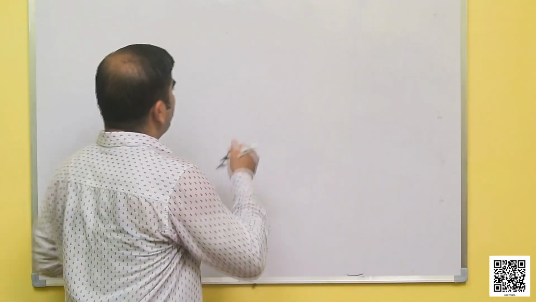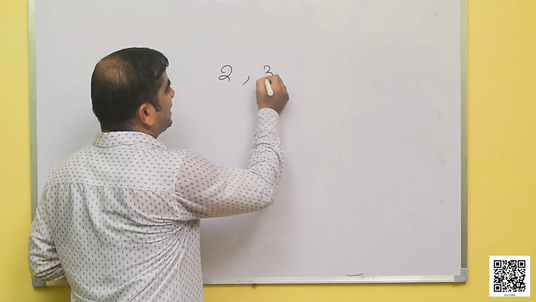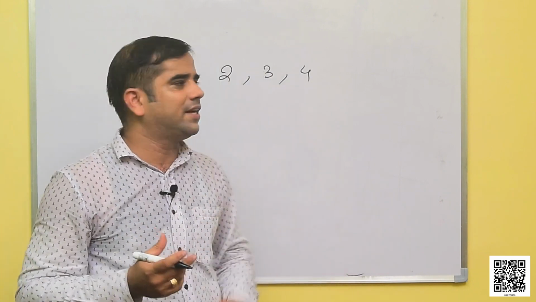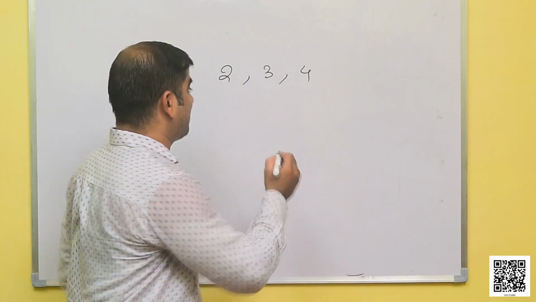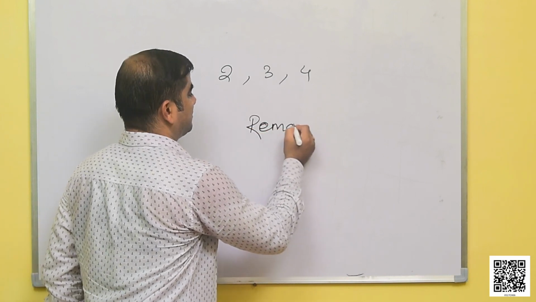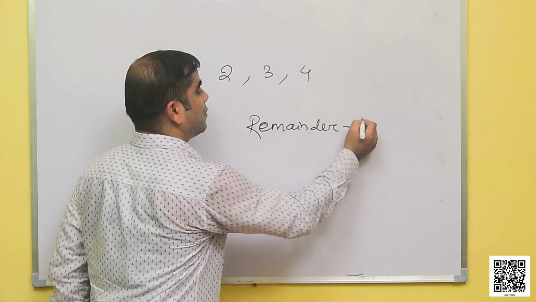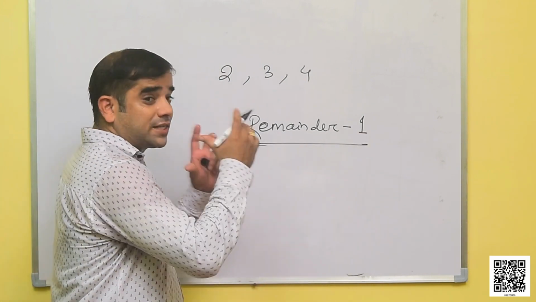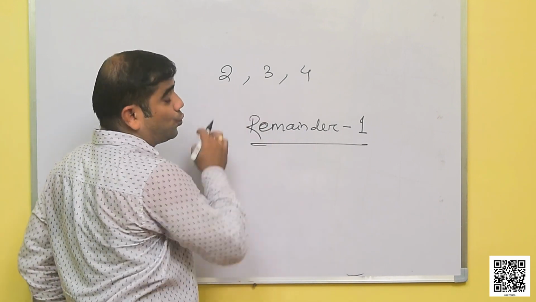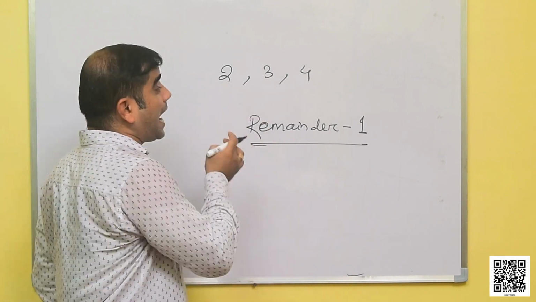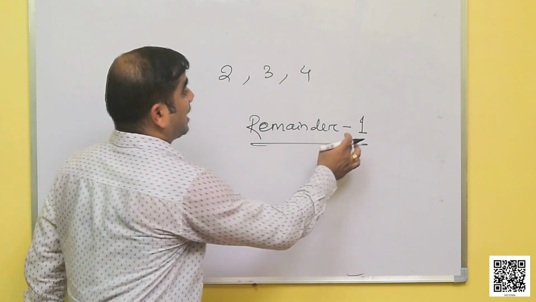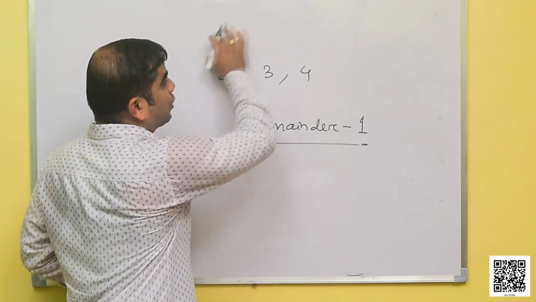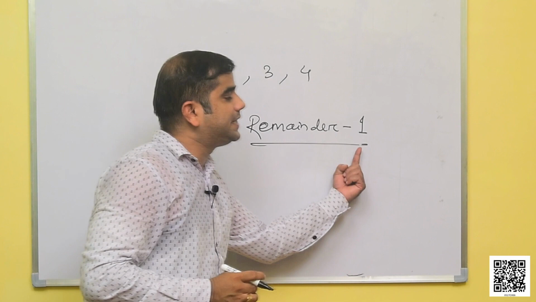Because if I make groups of, suppose, 2, 3, 4 and I say that one seed is still left, that means in the division system the remainder is 1. That means when the number of seeds is divisible by 2, the remainder should be 0. But as it is not divisible by 2, the remainder is 1. That means one seed is still left to be grouped. So if I group in this way, I have one seed left.